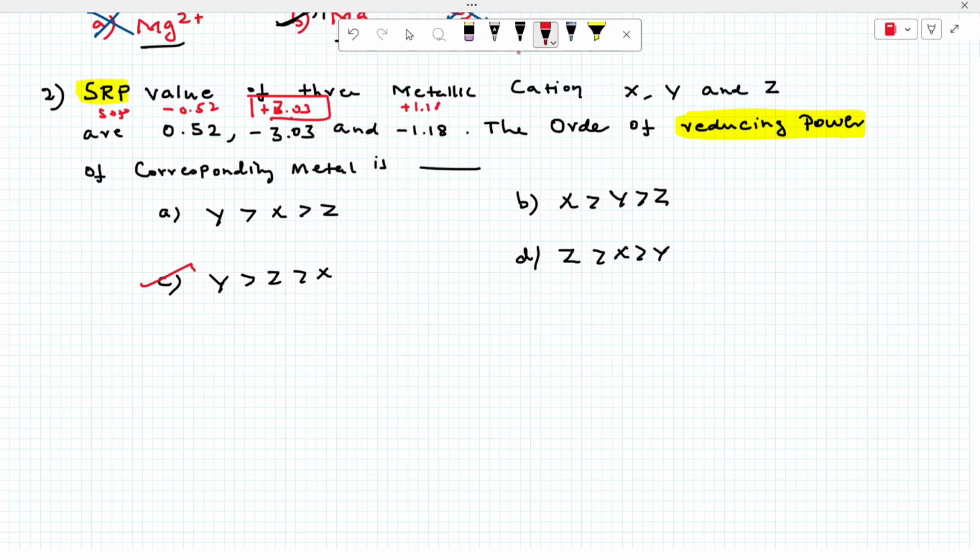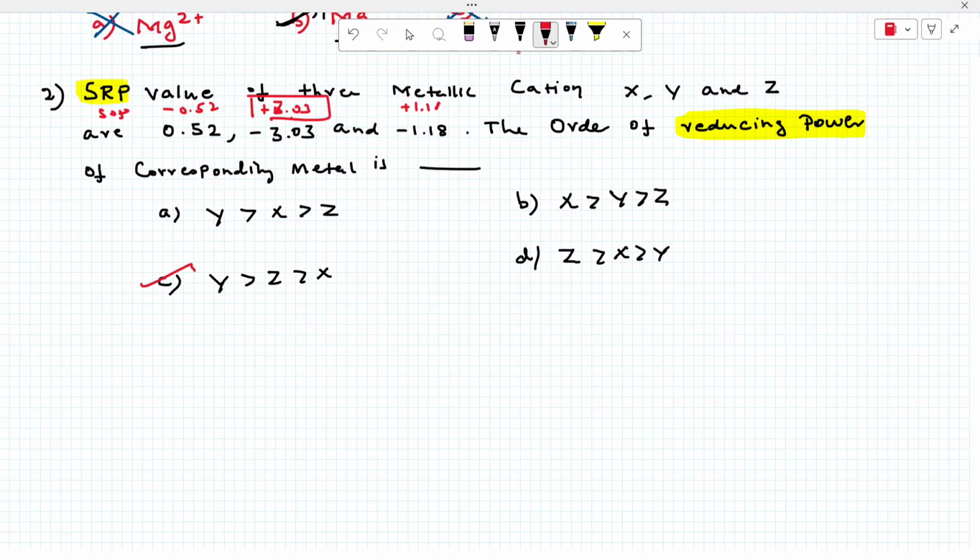Again I am telling, if the people are talking about reducing power, we have to see only SOP. So they give SRP and we convert to SOP. Suppose we talk about the same question for oxidizing power, what is the answer? Which is highest here, X, Y or Z? X, sir. Then Z, then Y. Good, super.